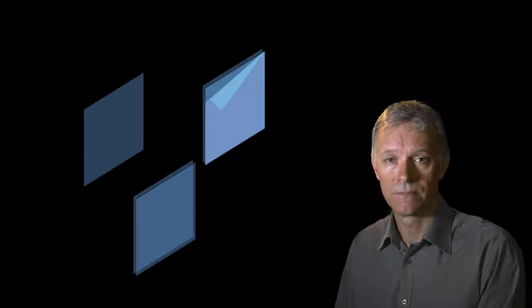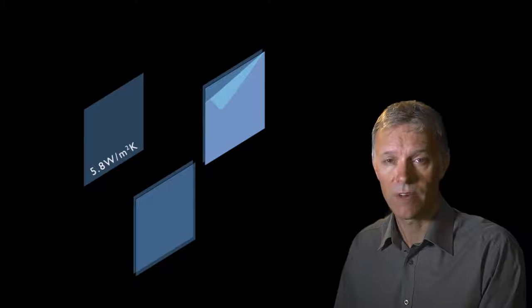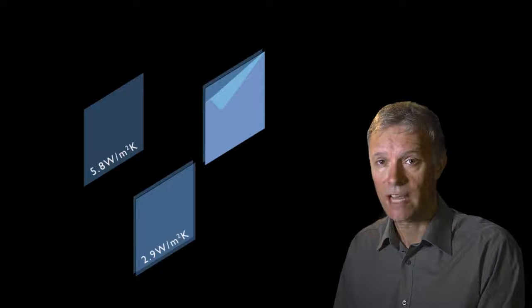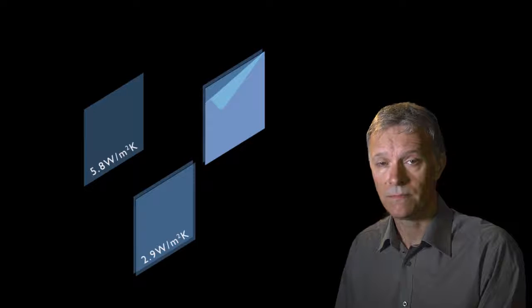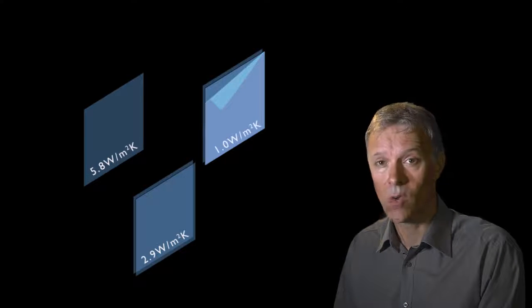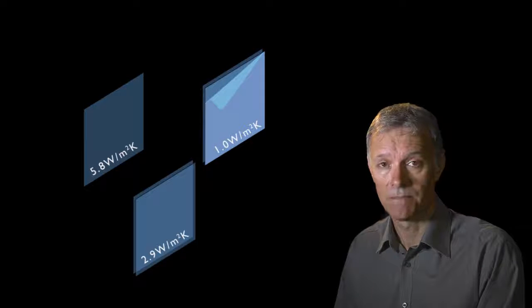We've just seen how walls have improved in energy efficiency over time. Now let's look at some typical window examples. A standard single-pane window has a U-value of around 5.8 watts per metre squared Kelvin, whereas a double-glazed window has a typical U-value of 2.9, which makes it twice as effective. Some high-performance types of glazing have U-values of around 1, which is almost 3 times more efficient than double-glazed windows.